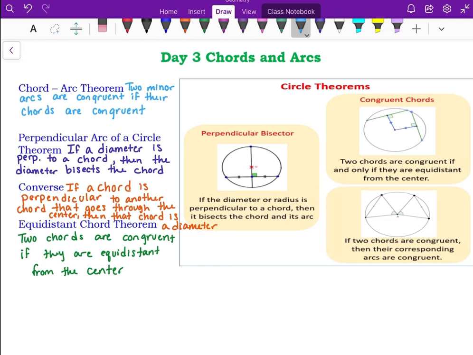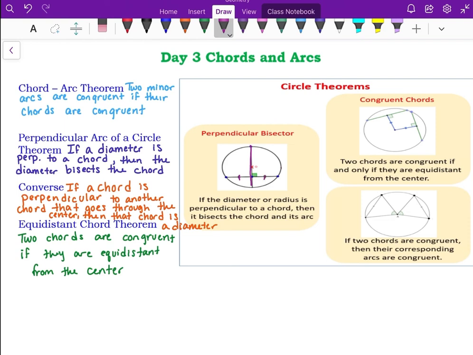Next, we have the perpendicular arc of a circle theorem, which says that if a diameter is perpendicular to a chord, then the diameter bisects the chord. So it cuts the chord in half. And we can kind of see that demonstrated in this picture right here. We have the diameter that goes through the circle, and it cuts this chord into two equal parts.